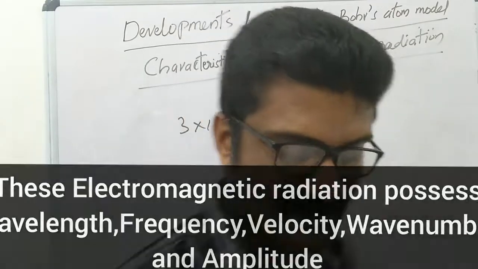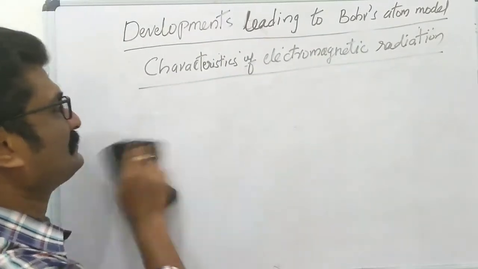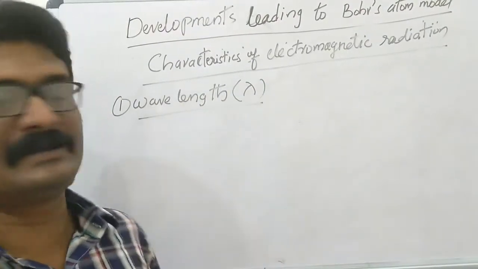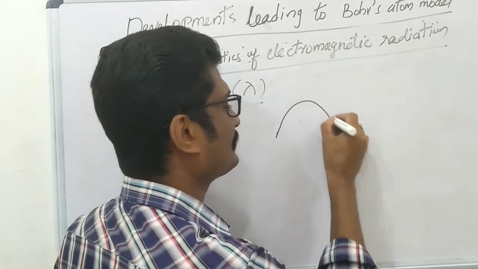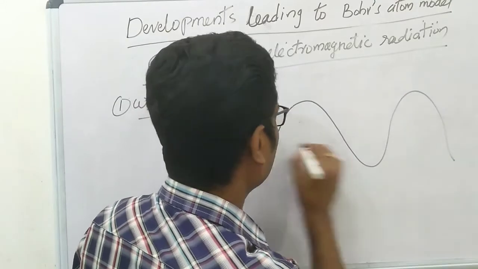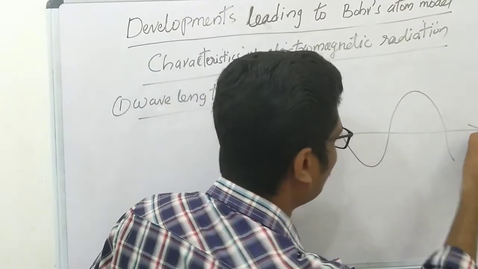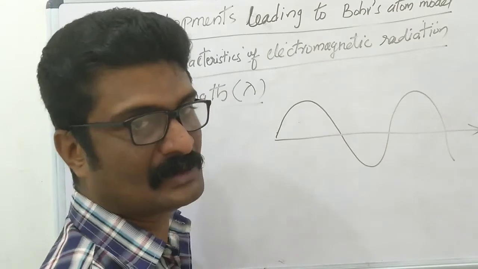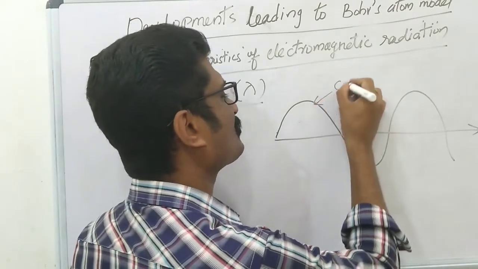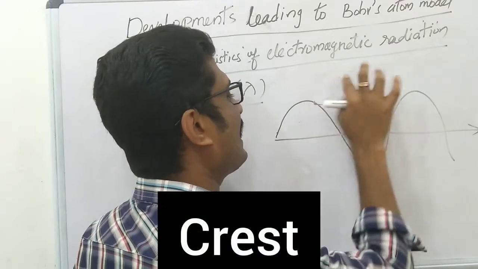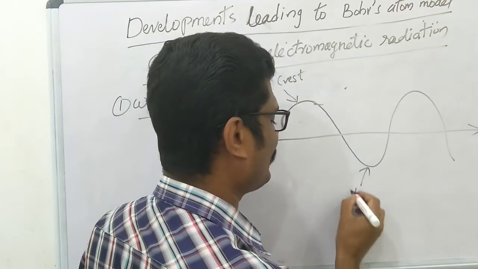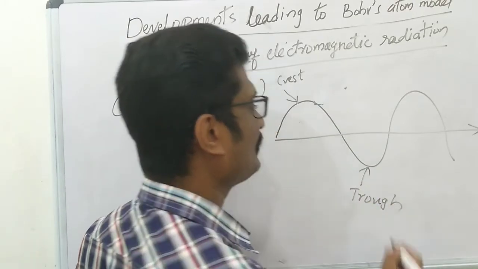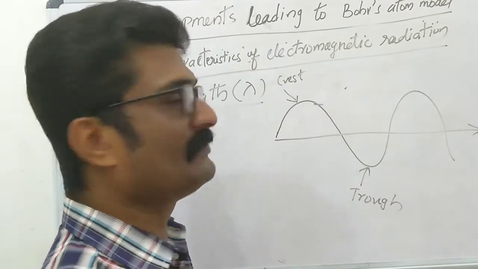Okay. What is meant by wavelength? Lambda. This is the direction of propagation of wave. We know the upward portion of a wave is called crest, and the downward portion of a wave is called trough. What is meant by wavelength of a wave?